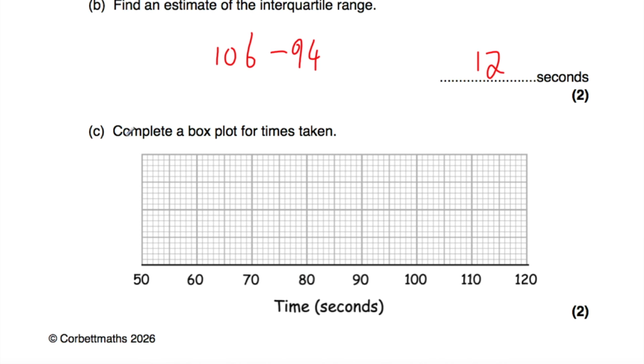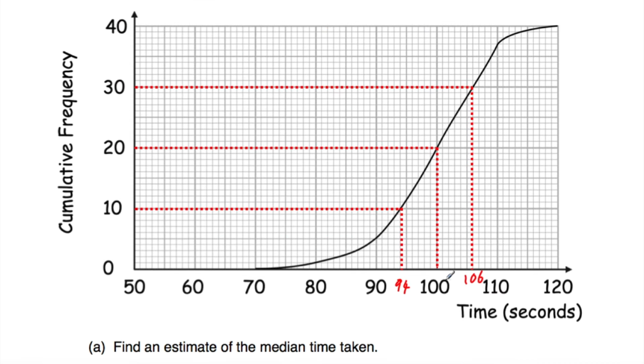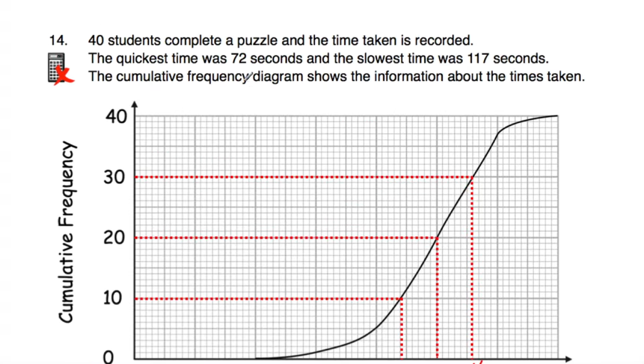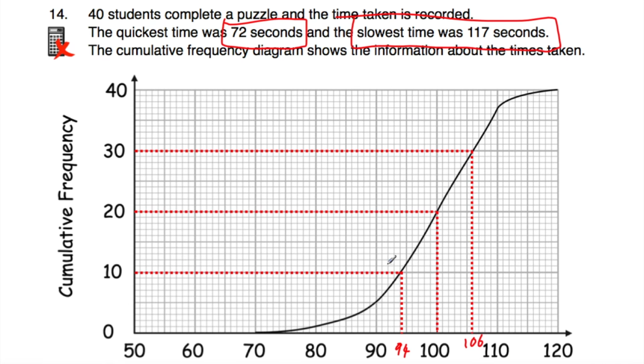And then part C, we've been asked to complete a box plot for the times taken. Now, if we go back up, obviously we've found the median, the lower quartile and the upper quartile. That's fantastic. Now from the curve, it can be quite difficult sometimes to find the lowest and highest values, so often in the question we're told those. We're told the quickest time was 72 seconds and the slowest time was 117 seconds. So that's going to be our lowest value, the one that takes the least amount of time, and the one that takes the most amount of time is the 117 seconds. So we've got our lowest being 72, our lower quartile being 94, our median being 100, our upper quartile being 106, and the slowest time being 117 seconds.